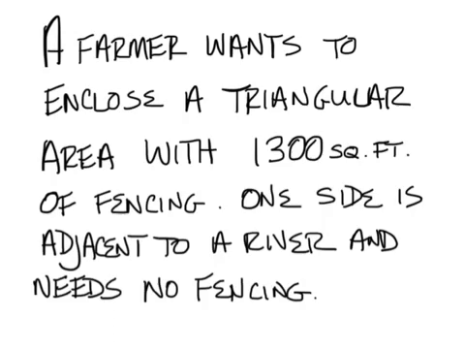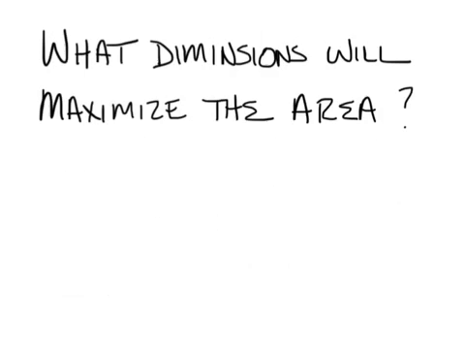Here's example 1, which might as well be called volume 1. A farmer wants to enclose a triangular area with 1,300 square feet of fencing. One side is adjacent to a river and needs no fencing. So this problem isn't anything different than what we've done before. The only thing different is that you have a triangular area. So it's triangular next to a river, 1,300 feet of fencing. It's adjacent to the river, so you're only going to have two sides of the triangle. What dimensions will maximize the area? That's what we're looking for.